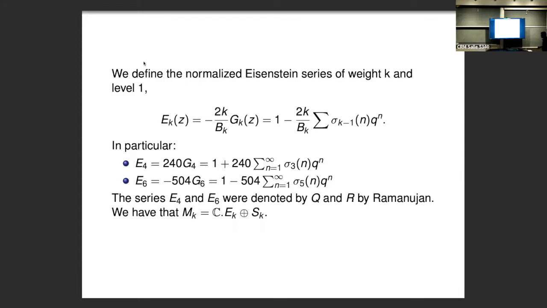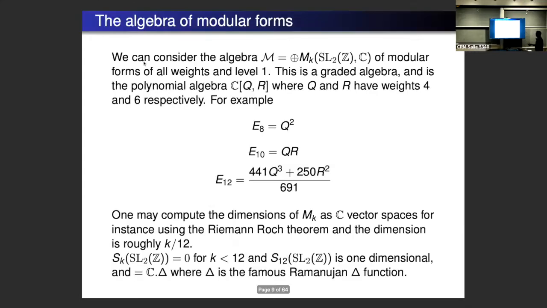All right. So now the cusp forms are more mysterious. What you can also do is look at the totality of all modular forms of level 1. You can put them all into a direct sum of vector spaces over all weights k, and then this is some sort of graded algebra. So it's a polynomial algebra in these two Eisenstein series, Q and R, E4 and E6, and it's a graded algebra if you give Q and R weights 4 and 6, right?